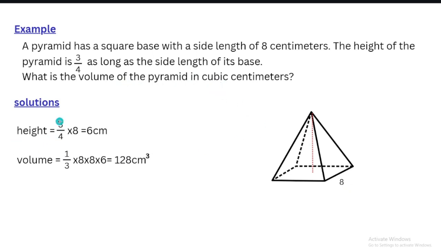The height equals 3/4 of 8, so it is 6 centimeters. The volume is one third times 8 squared times height, equal 128 cubic centimeters.